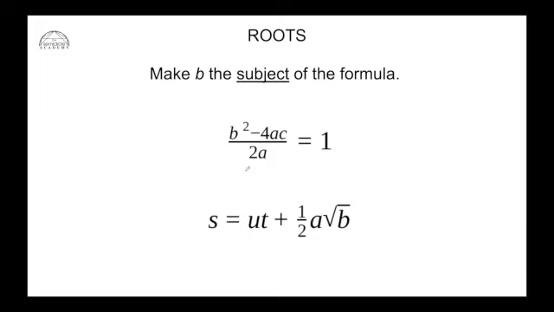I have 2 questions here. Ollie, I have 5 minutes to do both of them. Right? You have to make B the subject of the formula. 5 minutes. So what's the first thing I should do here? Why can't I transpose the 4AC?